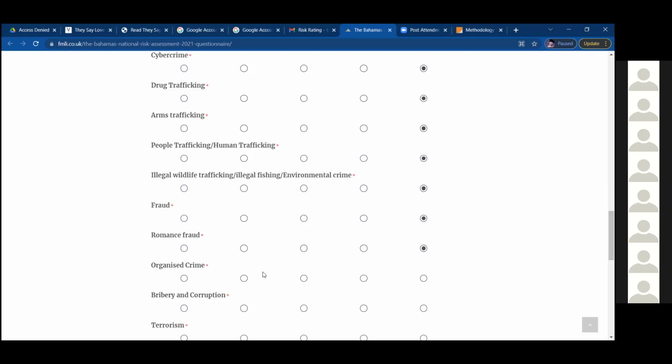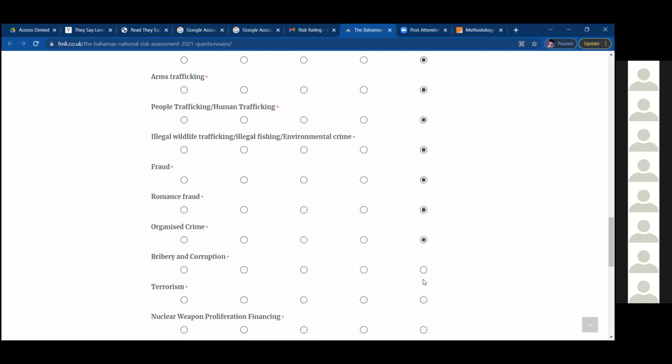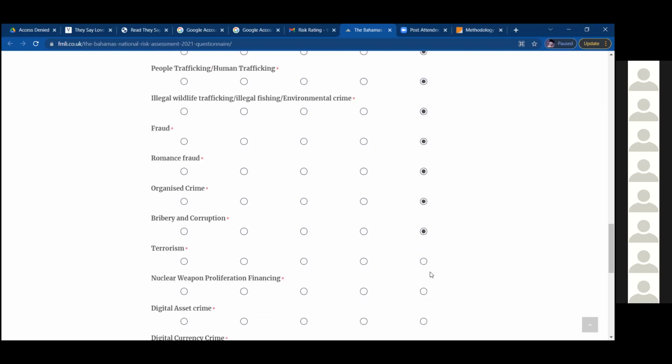Okay, organized crime. Do we have a lot of gangs? Yes. Bribery and corruption. Nobody's ever been charged. 5+++. I say let the record reflect that we have no charges of bribery and corruption on our books. So I don't see it as a threat as a country.